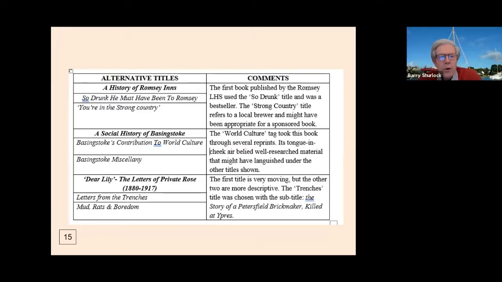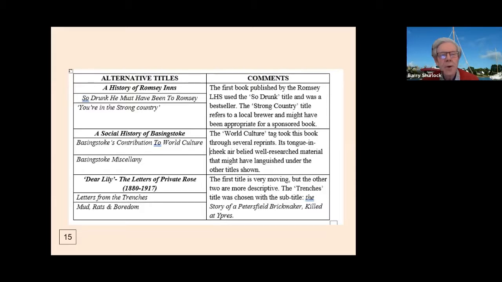So if you were publishing that book, you might call it "So Drunk He Must Have Been to Romsey." And many of you know that that, of course, was the title chosen by the Romsey Local History Society for its first book. And they tell me it's still in print. They can't stop it selling, more or less. And there's a third alternative you might think about there. "You're in the strong country." If you know Hampshire, you'll know that that used to be the advertising slogan of Strong's, the brewers.